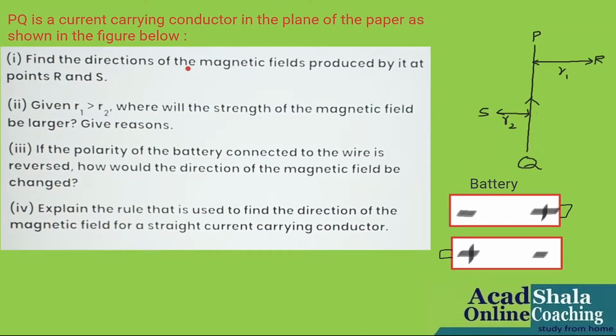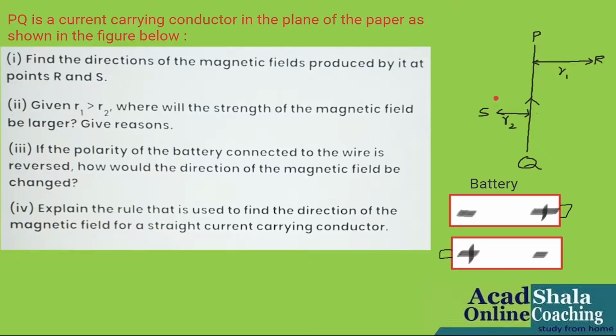So the first question says, PQ is a current carrying conductor in the plane of paper as shown in the figure below. Let us understand the meaning or the language of the question. That means we have a plain paper like this. Suppose this is a plain paper, and on the plain paper, we are keeping a conductor, that is PQ. Again, I repeat, we have taken a piece of paper, and then we have kept a conductor on it that is named P and Q.